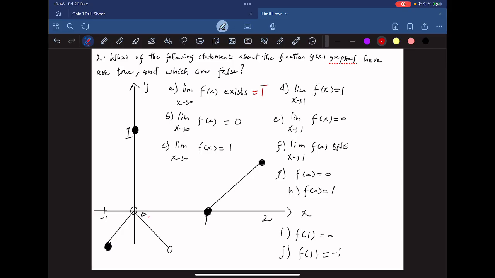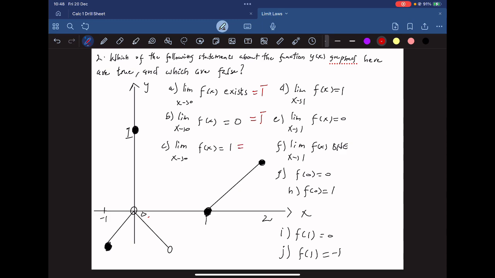Now B, limit as x approaches 0 of f of x is equal to 0. That's what we just established, right? From the left, we get to see 0. From the right, we get to see that it's 0. Now let's move on to C.